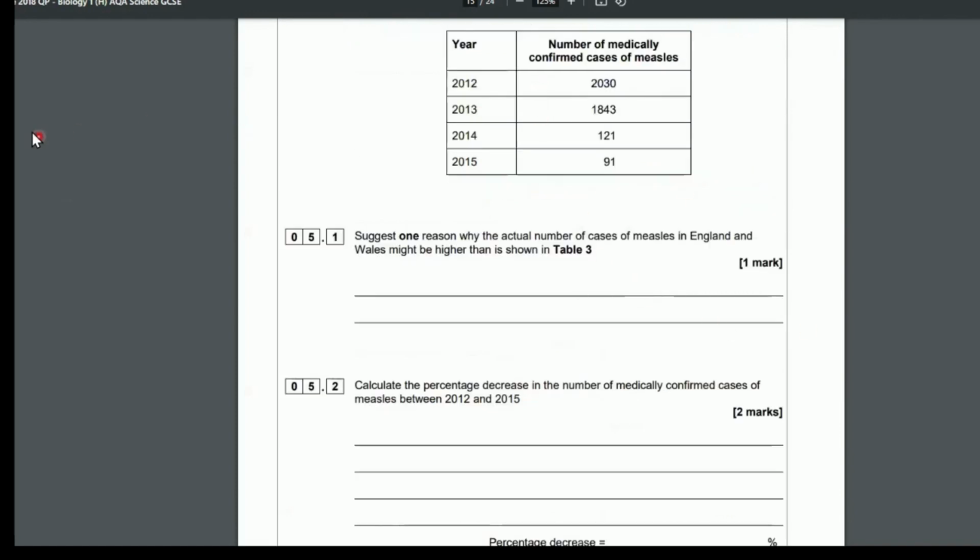When you want to do percentage change, you probably will never have a set of GCSE science exams where this doesn't come up in one of the papers. They will get you to calculate percentage change. This is the equation: you want to do the difference over the original, then times 100, and that will give you the percentage change.